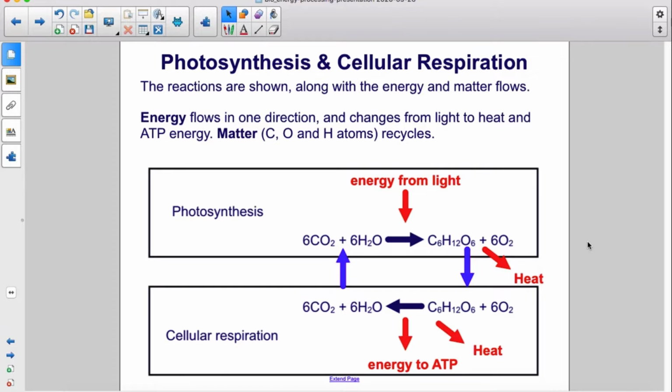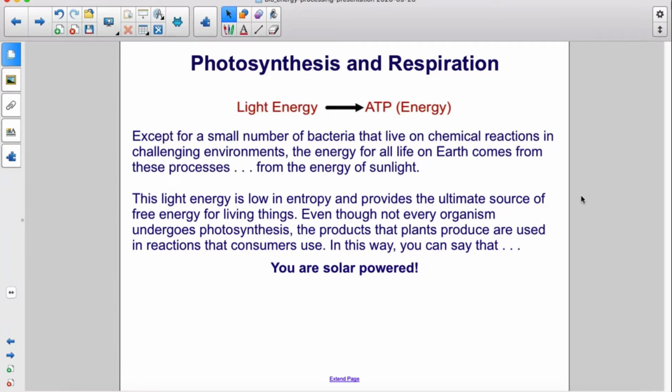The reactions are shown, along with the energy and matter flows. Energy flows in one direction and changes from light to heat and ATP energy. Matter, carbon, oxygen, and hydrogen atoms, recycles. Except for a small number of bacteria that live on chemical reactions in challenging environments, the energy for all life on Earth comes from these processes, from the energy of sunlight.